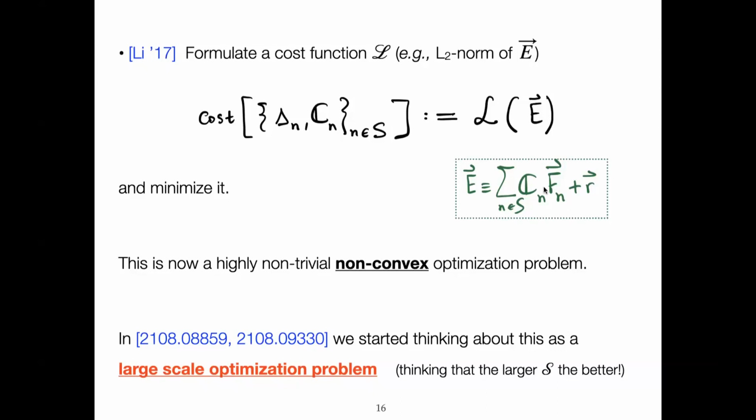But in 2021, we started thinking about this as a large-scale optimization problem. So we thought, okay, it will become better if you can solve this problem with many, many operators. And we were thinking that the larger the subset of operators you include, the better. Now, as you will see, this is not as straightforward as this, but these papers basically began the debate of how to solve this as a high-dimensional optimization problem.